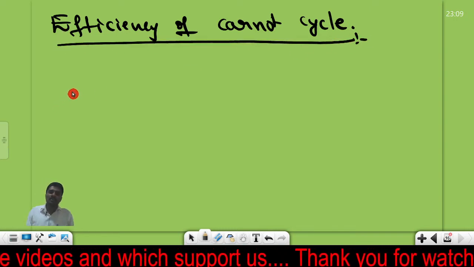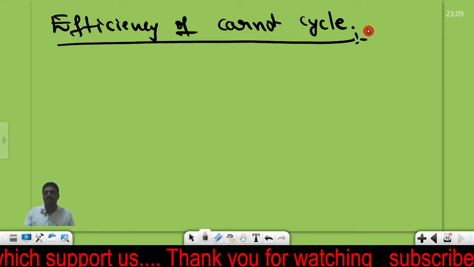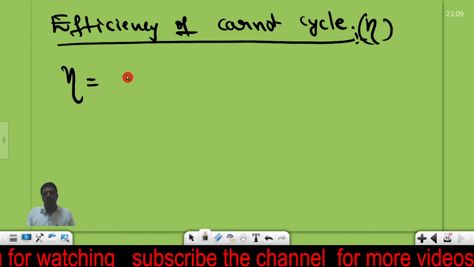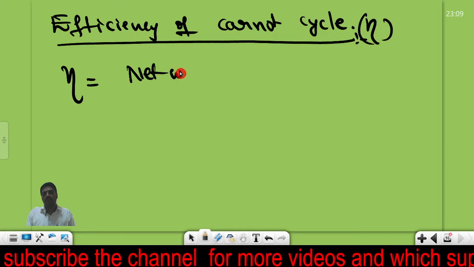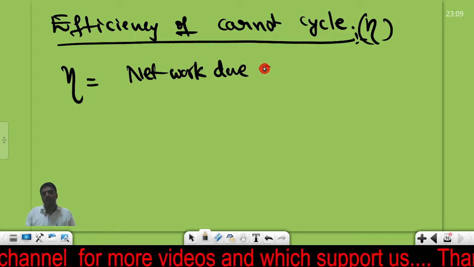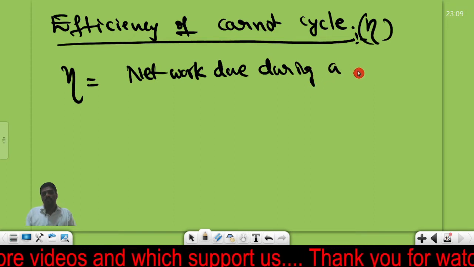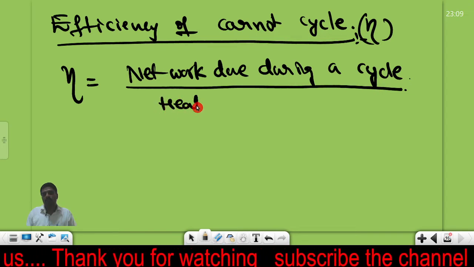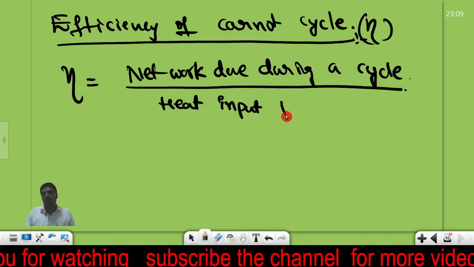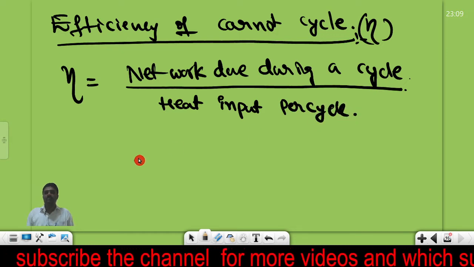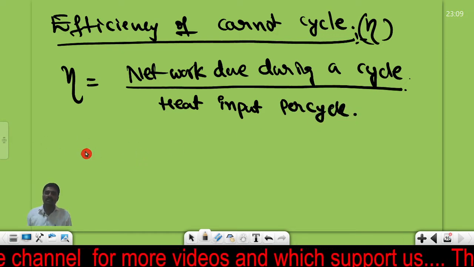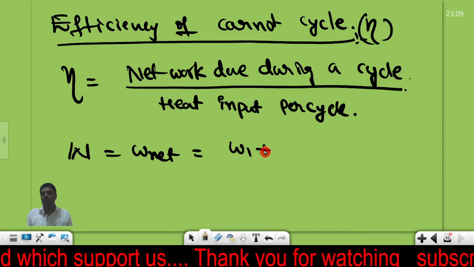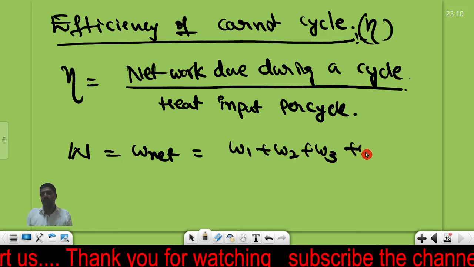So what does that mean? What is the mathematical importance of the efficiency of the Carnot cycle? It is denoted with eta. So eta is equal to, the mathematical formula I am writing: net work done during a cycle divided by heat input per cycle. This is the important formula for this one. Net work done means we need to take W net, that value is equal to W1 plus W2 plus W3 plus W4.